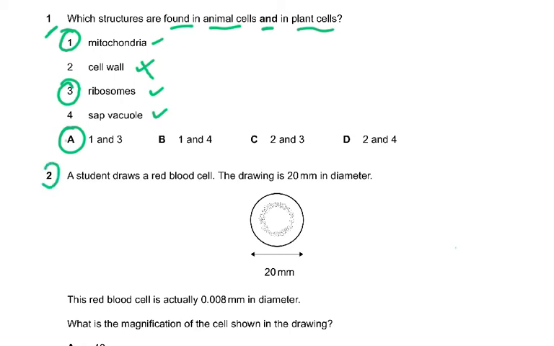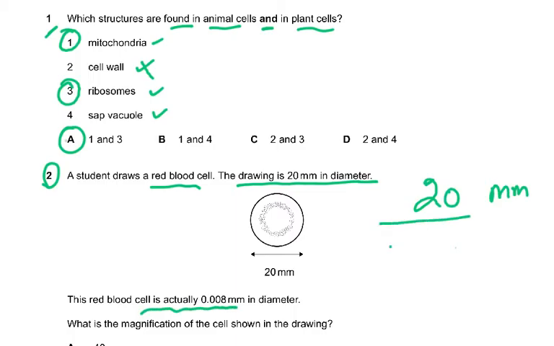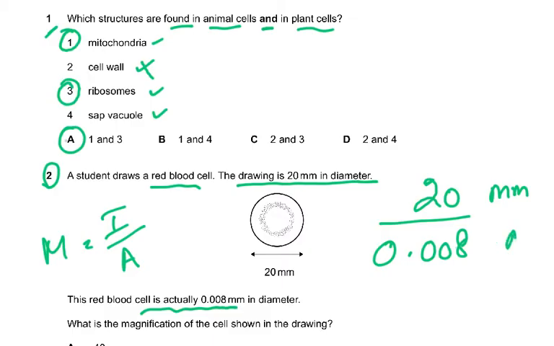Then coming to question number 2. A student draws a red blood cell. The drawing is 20 millimeter in diameter. Always be sure that you are comparing the same units. The red blood cell is actually 0.008. So the magnification is what? Image over actual. So the image drawing is 20 millimeter in diameter. So this is image and this is the actual.